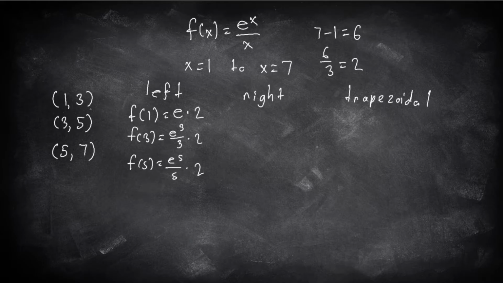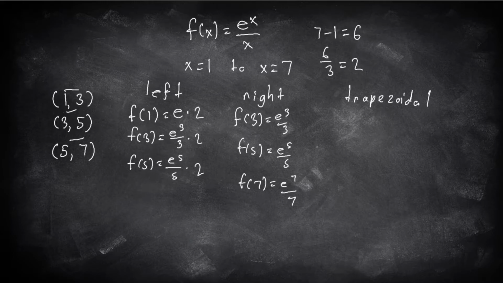Now to do the right one, instead of using 1, 3, and 5, we use 3, 5, and 7. So f of 3, e to the power 3 divided by 3. F of 5, e to the power 5 divided by 5. F of 7, e to the power 7 divided by 7. What's the length of them? Well, it didn't change. It's still 2, 2, and 2. Times 2, times 2, times 2.